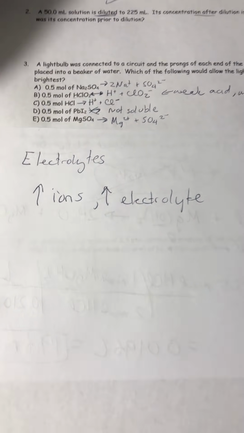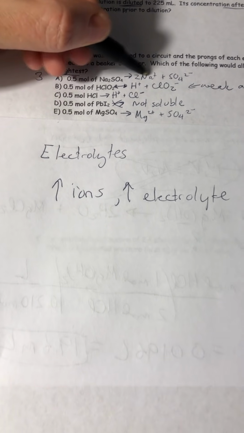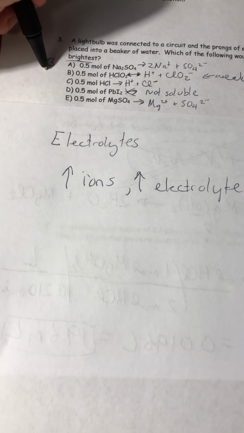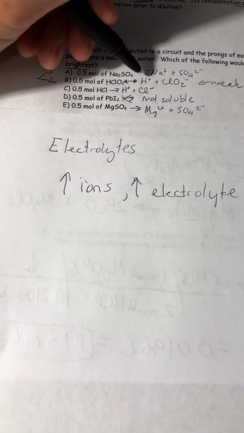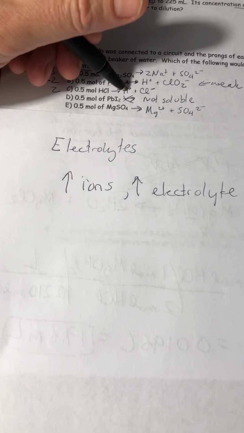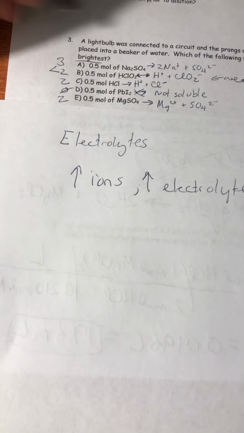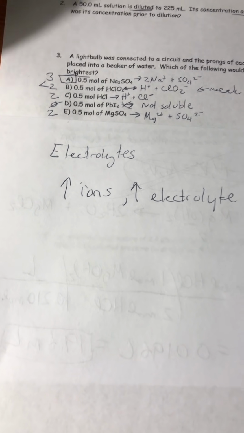It is soluble. Okay, so your question is, which would light the light bulb the brightest? Well, again, we're looking for an increased number of ions to tell us it's a better electrolyte. Over here we have 3 because we have 2 sodiums and 1 sulfate. Over here we have less than 2 because we know it's not going to break completely apart. Here we have 2, the H+ and the Cl-. Here we have 0, and here we have 2. So the answer, therefore, is A.